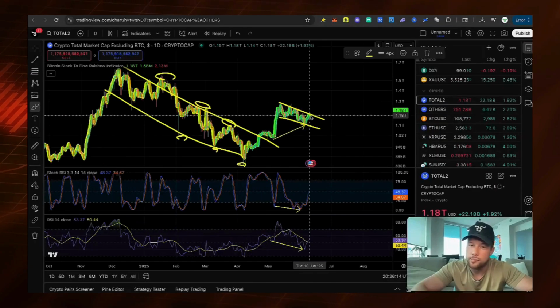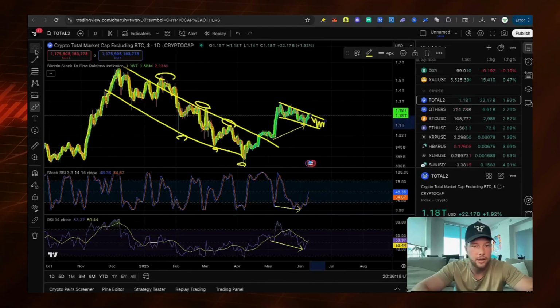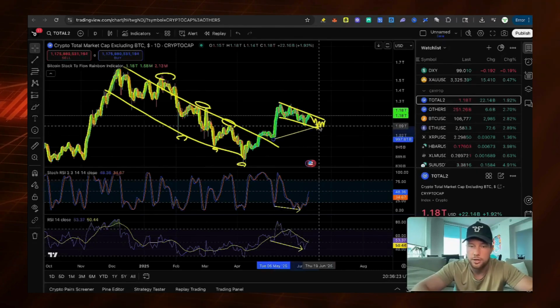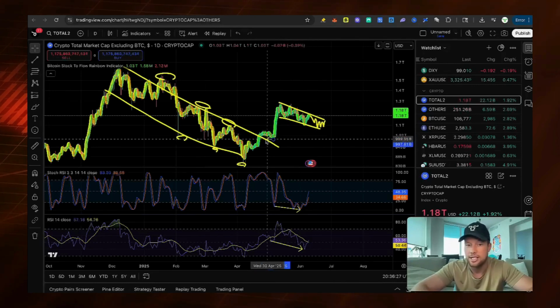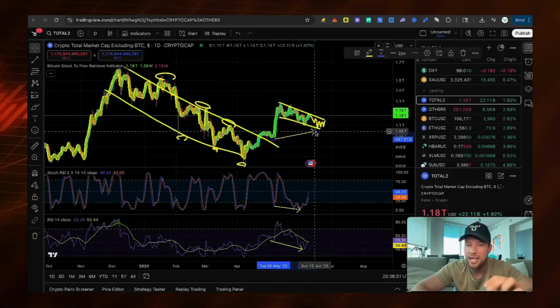Now, if Bitcoin pulls back, we could pull back a little bit further and still be in a divergence, just as long as the total 2 chart holds higher than $1 trillion. So we could technically pull back to 1.02. We could have a flash crash. As long as we hold this support right here, then we are going to be in a bullish divergence.